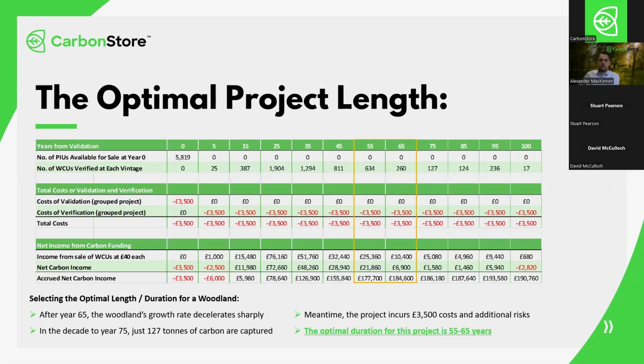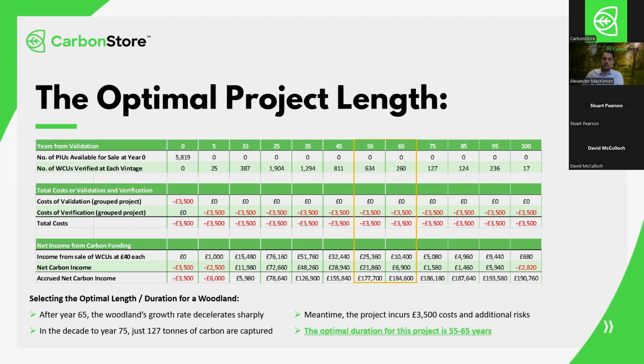So returning to my earlier point, what's the optimal length or duration of a project? The table on slide 6 represents the carbon calculator on slide 4 in the context of costs and net income. Over 100 years, the woodland will capture 5,819 tonnes of carbon. However, a woodland owner will want to strike a balance between maximising income and minimising the risk. A 100-year project length might generate the maximum income, but it also brings extra costs and additional risks.